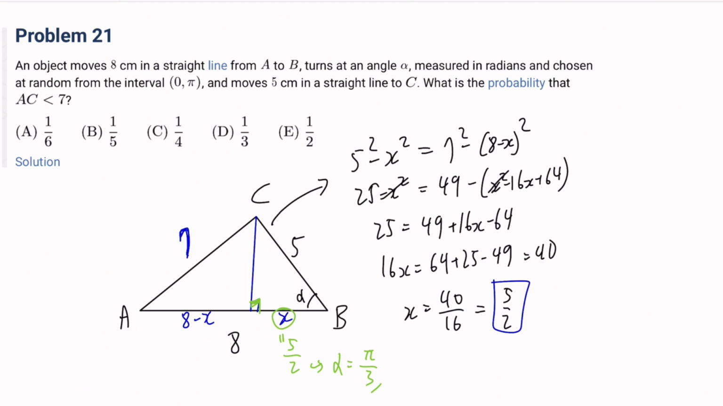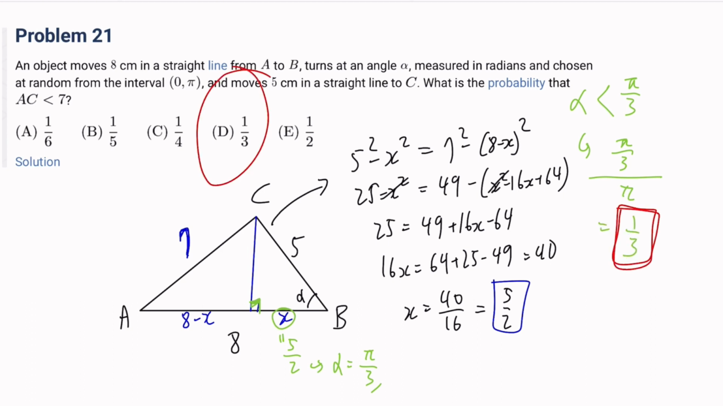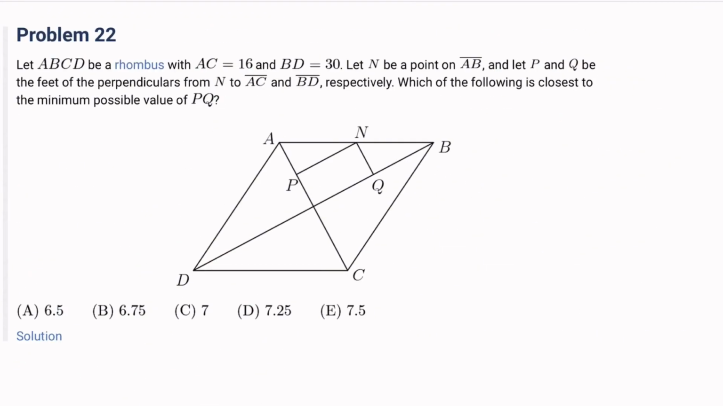So we want the probability that AC is less than 7, therefore alpha has to be less than pi over 3. So alpha is less than pi over 3, and so this is pi over 3 over the total, which is pi. So this is equal to 1 over 3. So the probability is 1 over 3. The answer is D.